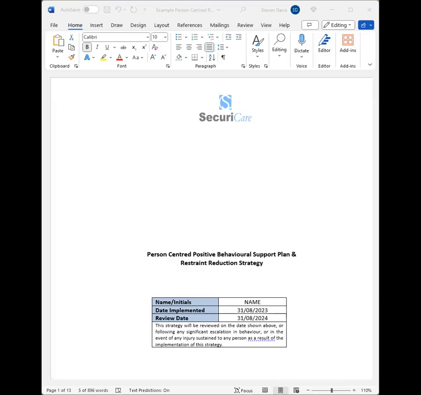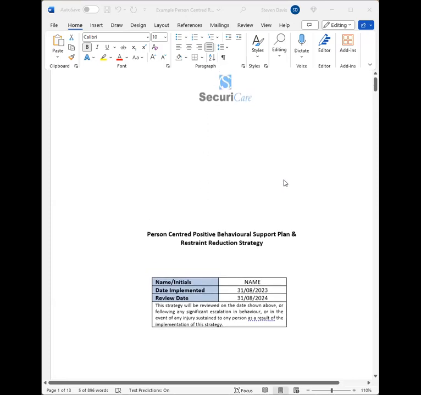Hello and welcome to this session on how to write a person-centered positive behaviour support plan with the restraint reduction strategy. So just before we start on the support plan, which you can see has been issued by Security Care, we want to look at the introduction to this.